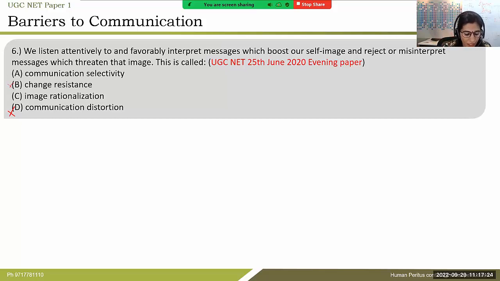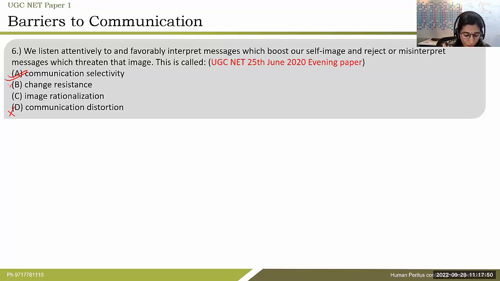Let me tell you the correct answer first, which is communication selectivity, because here we are selectively choosing the messages, because we are choosing those things in the message which are actually helping us improve our self-image. All right, and we obviously reject or we try to misinterpret the messages which threaten our self-image or which threaten our values and the belief system.